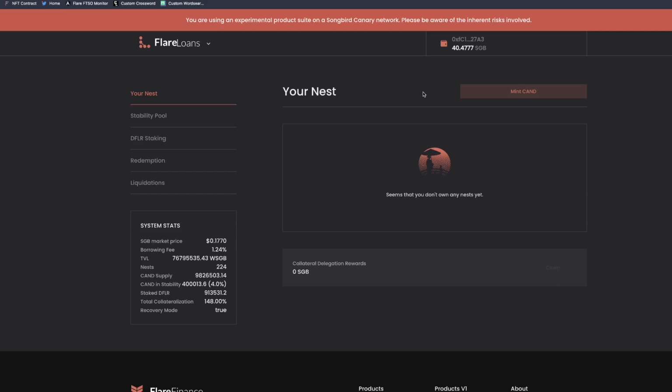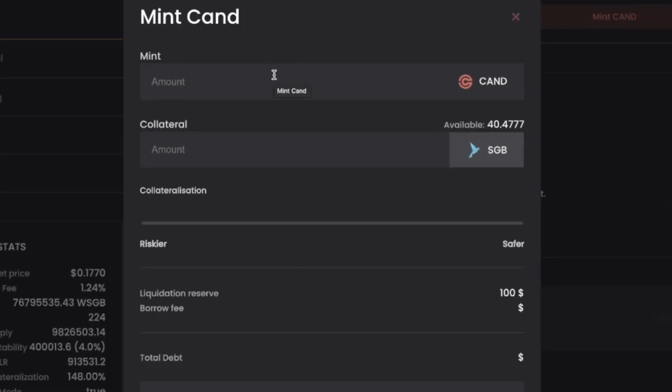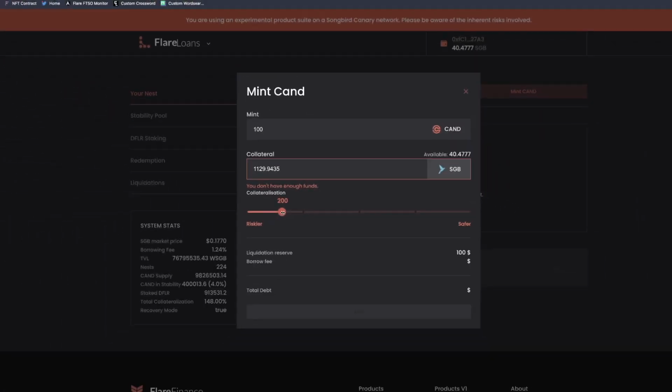So if we go up to the top here and click on Mint, you can see that you actually have to provide Songbird as collateral, and at the minute it's just Songbird and wrapped Songbird, but soon it will also include ExFi. Now it's really important to note that the higher your collateral, the safer that your loan will be, because you're providing much more collateral and it reduces the risk of being liquidated. And we're going to get into that a little bit more in a moment.